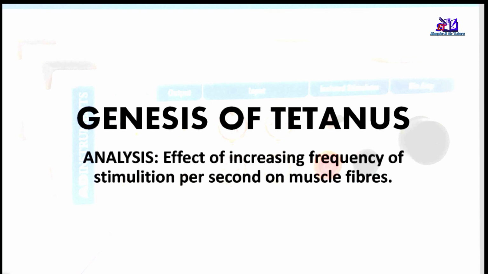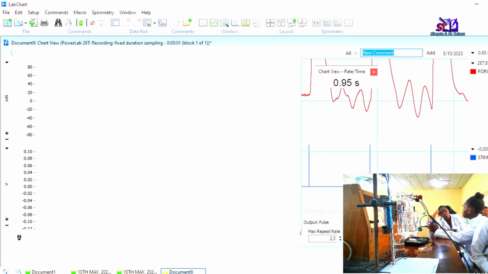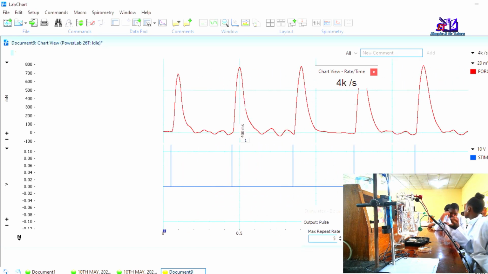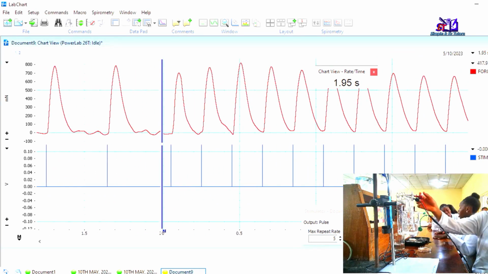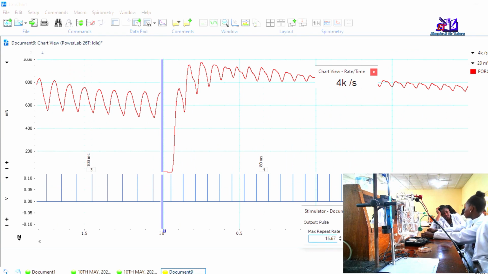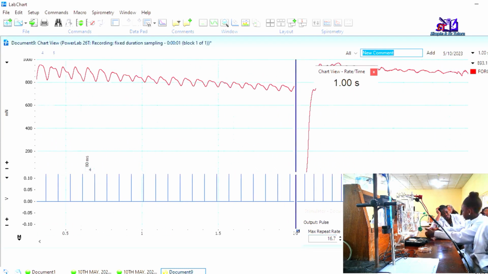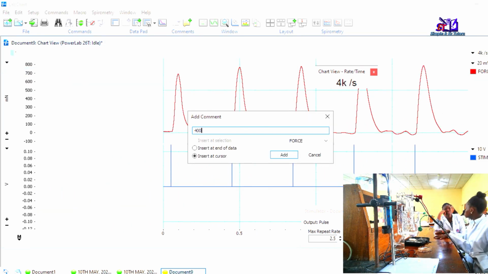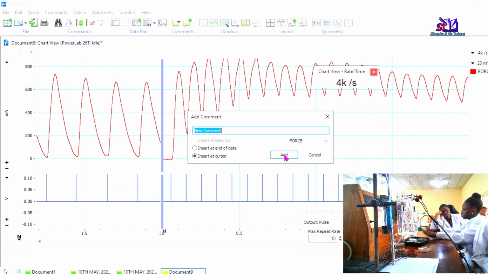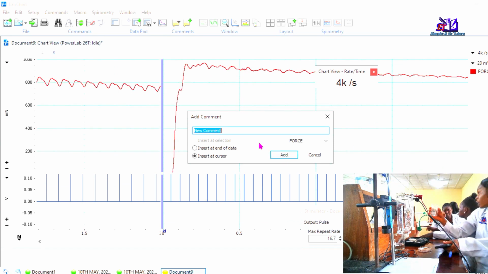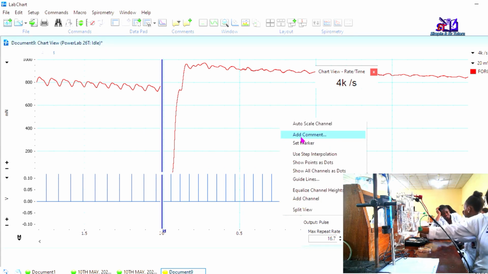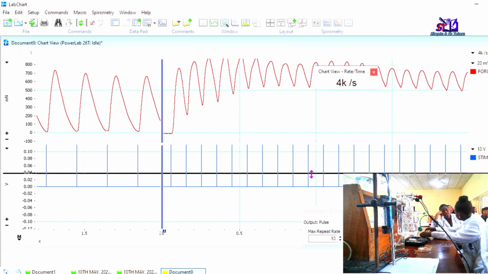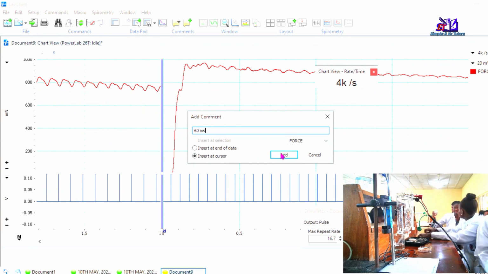Genesis of Tetanus, the effect of increasing frequency of stimulation per second on muscle fibers. We want to know what effect a series of stimuli at different frequency has on muscle contraction. Tetanus is the response to several repeated stimulations, causing the activation of the contractile mechanism to also occur repeatedly before relaxing. At this juncture, all the individual fiber responses fuse into one continuous contraction.